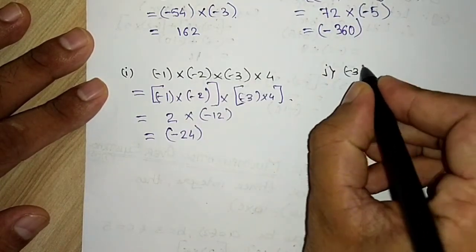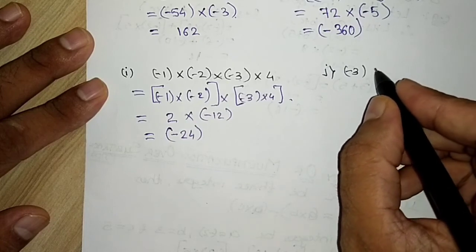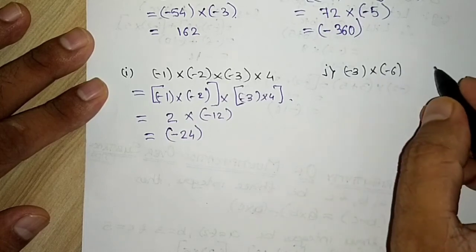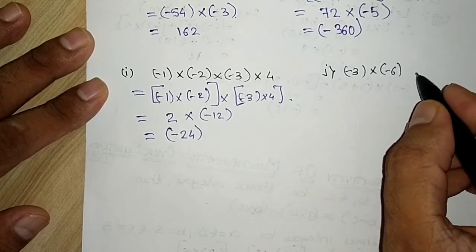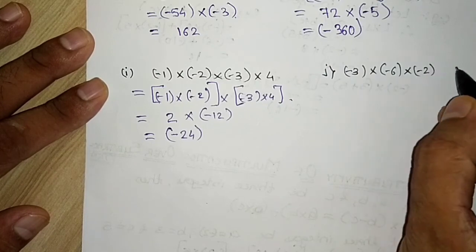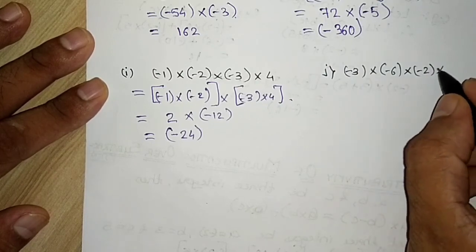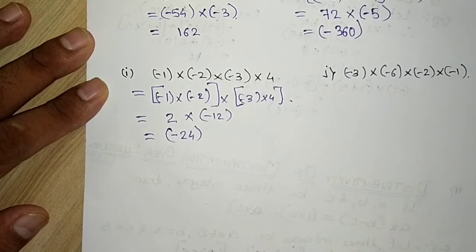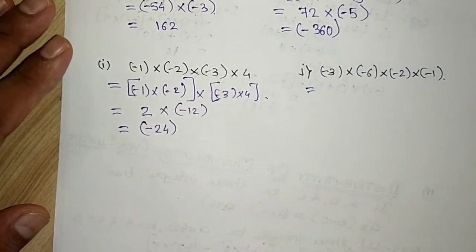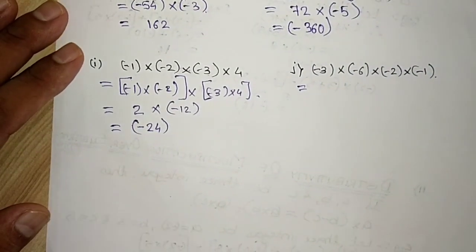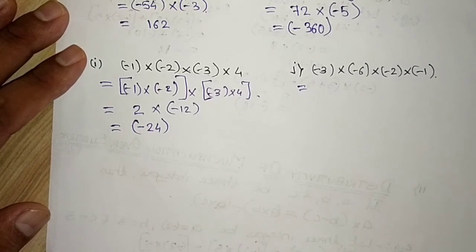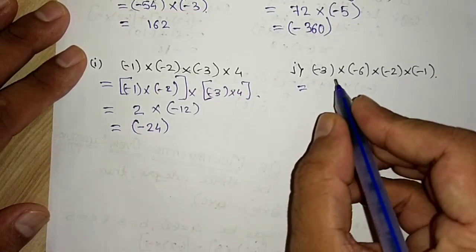Now last part, that is J. -3 into -6 into -2 into -1. Here we are having 4 negative numbers and 4 is even, so our final answer will be positive. Don't forget students. Okay, so let us group again.